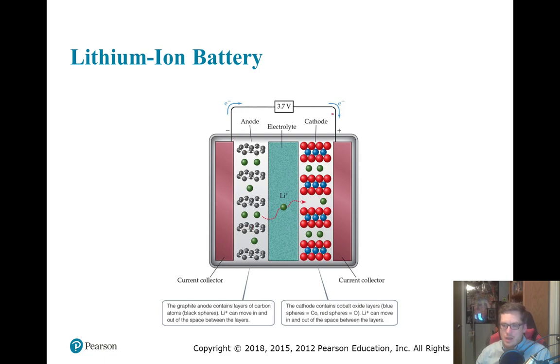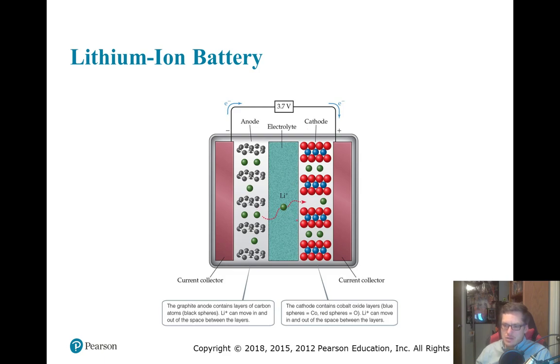And then when you hook this up, the lithium is more stable when it's stuck in these holes between these layers of this cobalt oxide. So the blue guys there are the cobalt, and the red is the oxide. These lithium atoms can squeeze in there and fill in these holes. So as the lithium goes from one side to the next, it drops in energy.